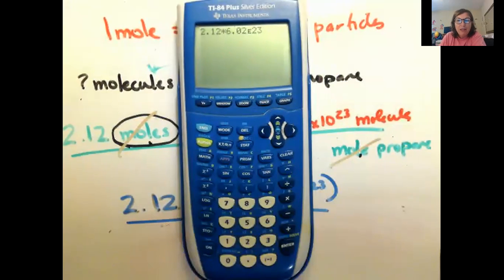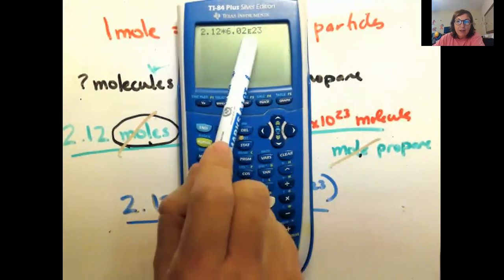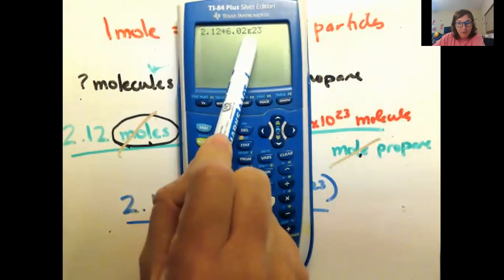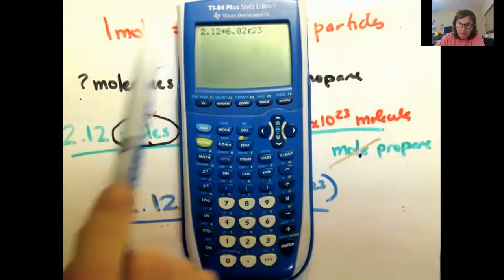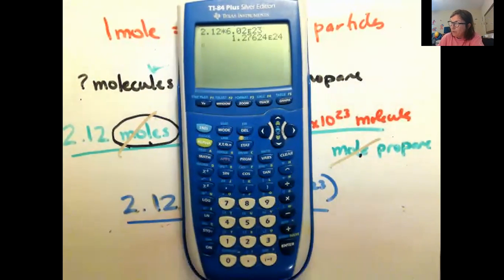This is what you need to have on your calculator. So you're multiplying 2.12 times 6.02 times 10 to the 23rd. This little e right here is your times 10. Do not put a times 10 in there. So then I hit equals, and my answer is a really long number.